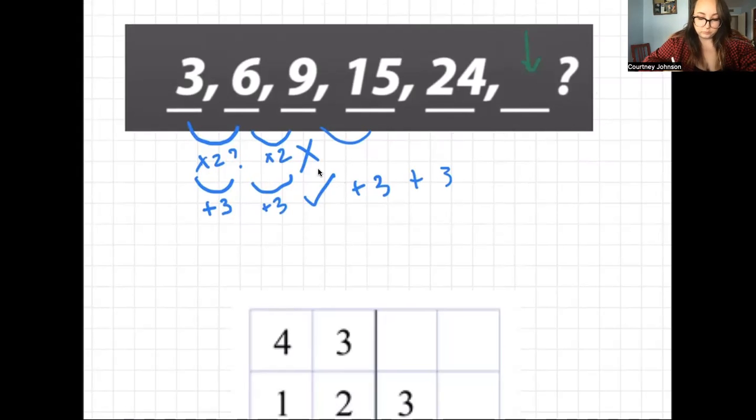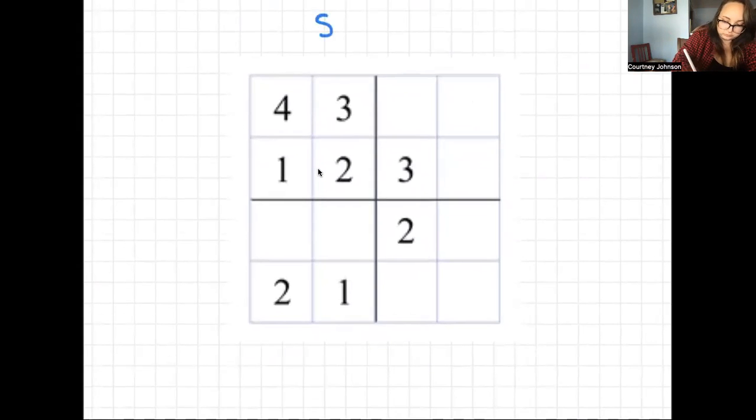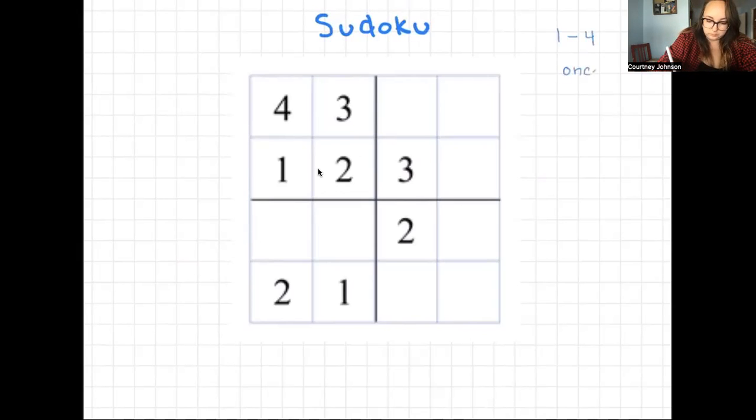Okay, your next warm up is going to be a nice little Sudoku. So we've done these before. You can try to model these. Remember, you can only use the numbers 1 through 4 once in each row, column, and box. Okay, so, and by box, I mean a boxed off like this.